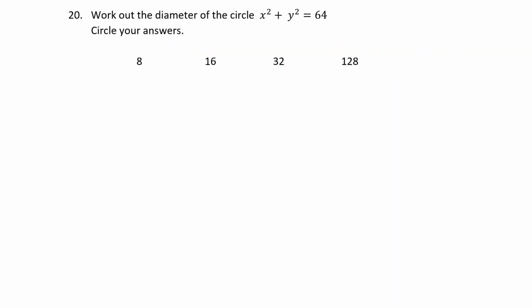Question 20. Work out the diameter of a circle x squared plus y squared equals 64. Now, equations for circles through the origin are always of the form x squared plus y squared equals r squared. So that means that r squared must be 64, giving us a radius of 8, and if the radius is 8, then the diameter is going to be twice as big as that. It's going to be 16. Is that one there?